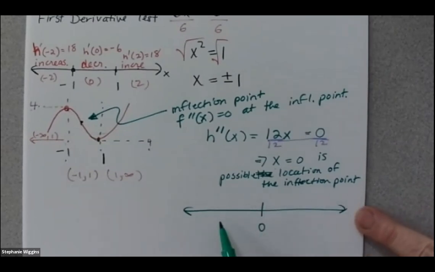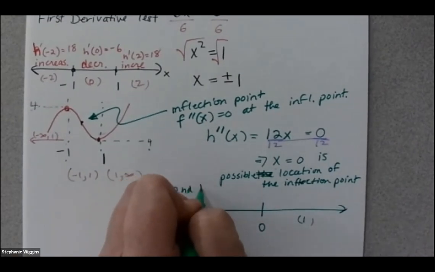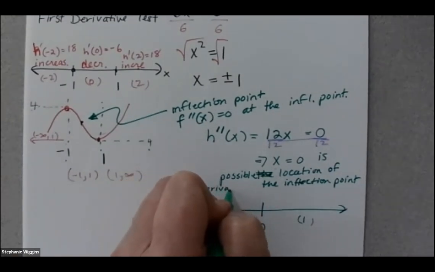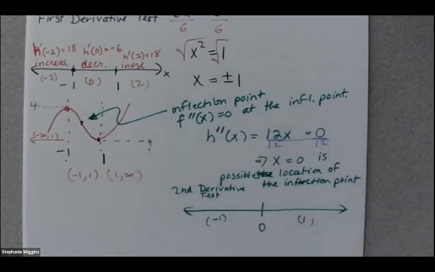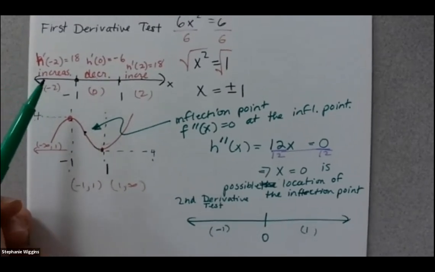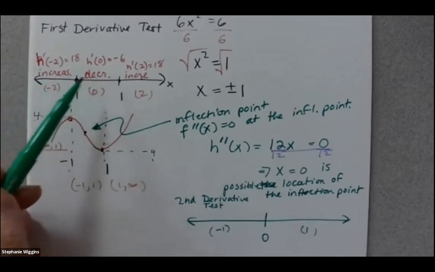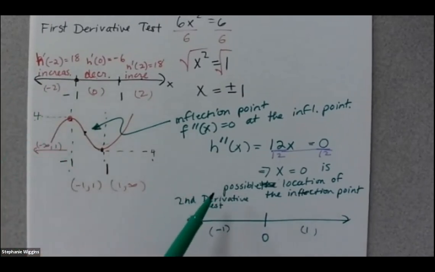So I pick a negative number over here, like -1, and then I pick a positive number on this side. I plug it into the second derivative because we're doing the second derivative test. The first derivative test over here is testing where it is increasing or decreasing, and that helps you find a maximum or minimum. The second derivative test is testing concavity.